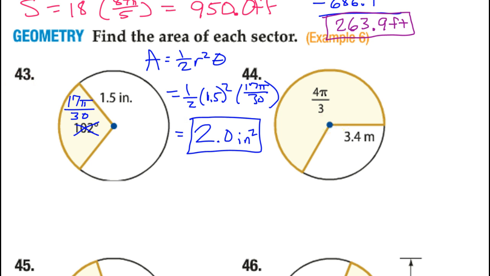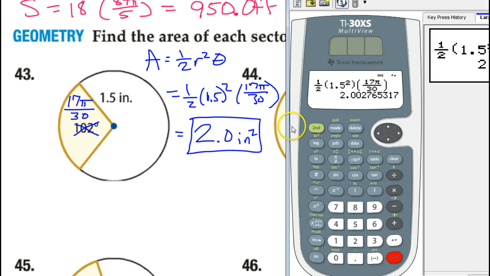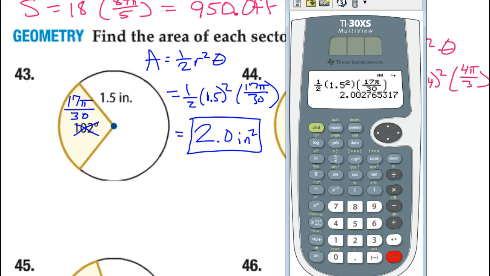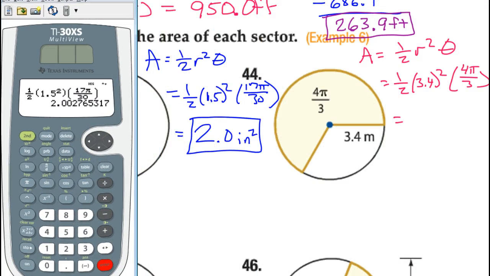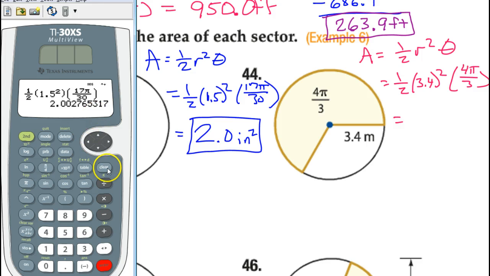Now, number 44 is already given to us in radians, so that makes life a little bit easier. Using our little formula of 1/2 r squared theta, this is going to be 1/2 times 3.4 squared times 4 pi over 3. And again, I'm just going to use my calculator. Sometimes they don't let us use a calculator, but if they're asking us for the nearest tenth, then they're giving us permission to use a calculator.